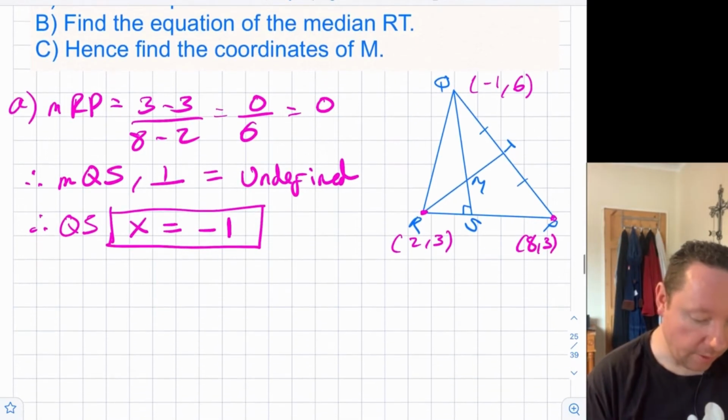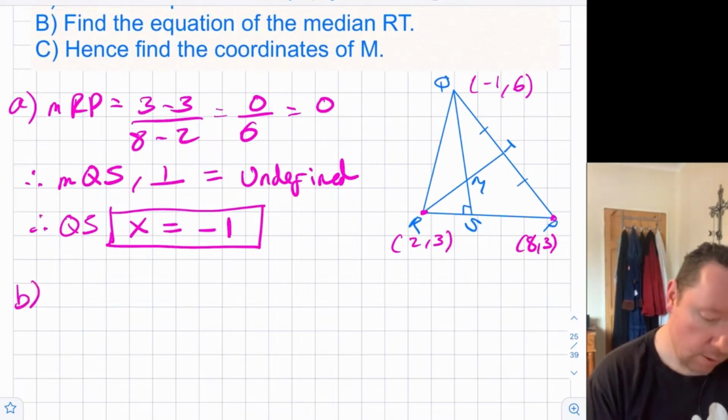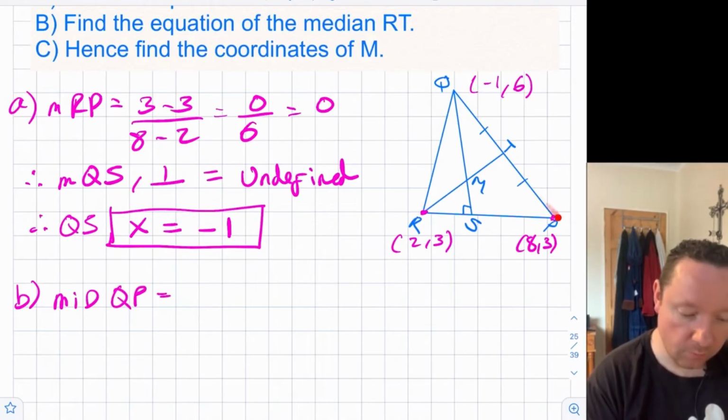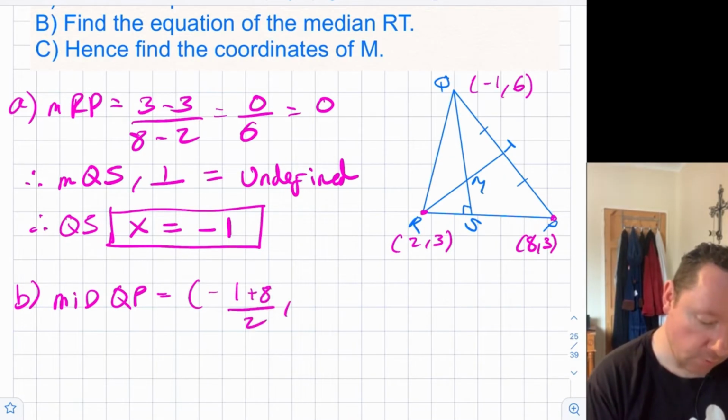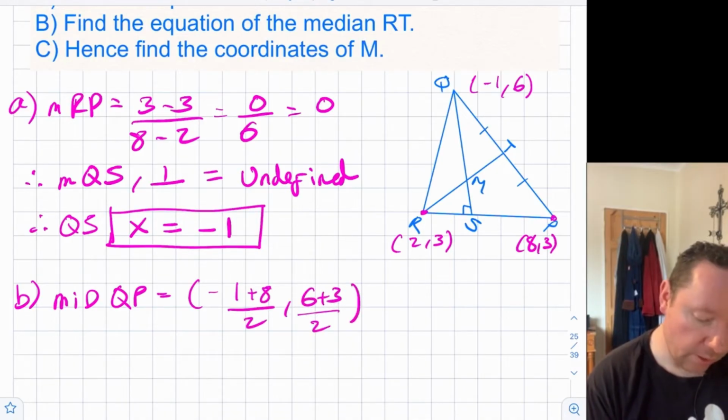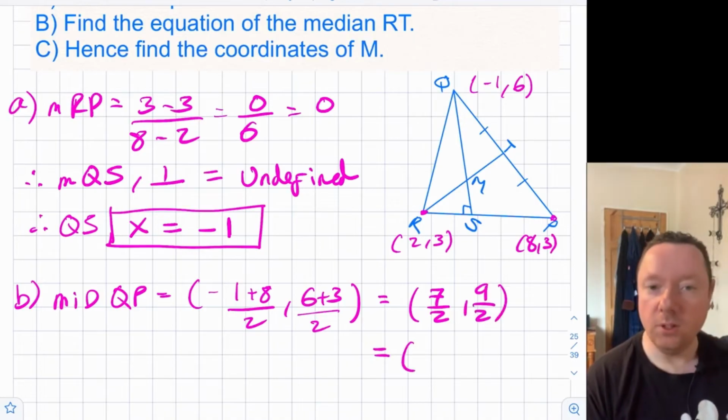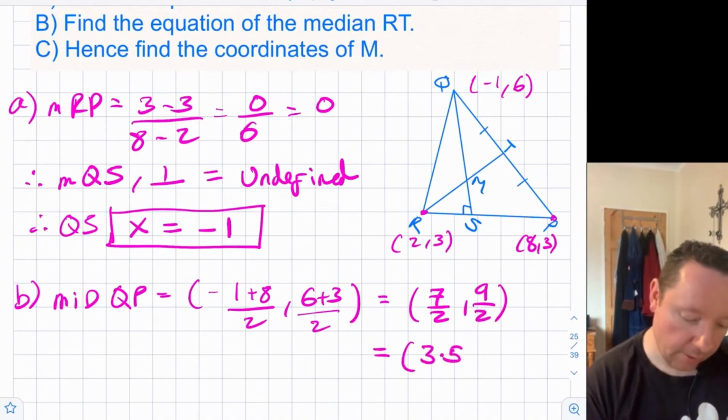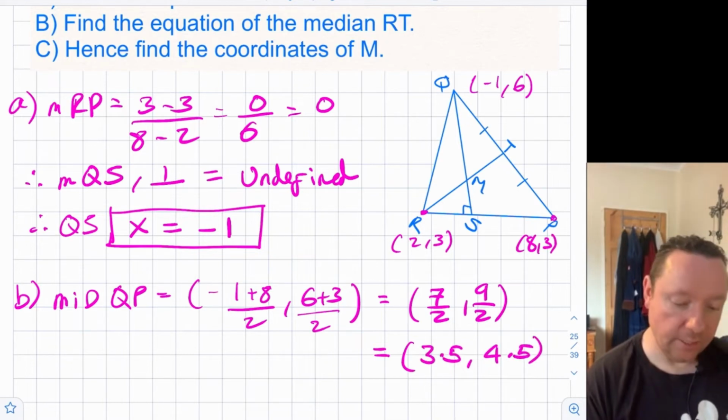Find the equation of the median RT. So we need the midpoint of Q and P. Just keeping our wits about us, the median goes this way, to the midpoint of these two. So that's -1 plus 8 divided by 2, and 6 plus 3 divided by 2. That's going to give us some fractions: 7 over 2 and 9 over 2. But let's make them decimal numbers, 3.5 and 4.5, just because it will be easier to see the gradient in a minute.